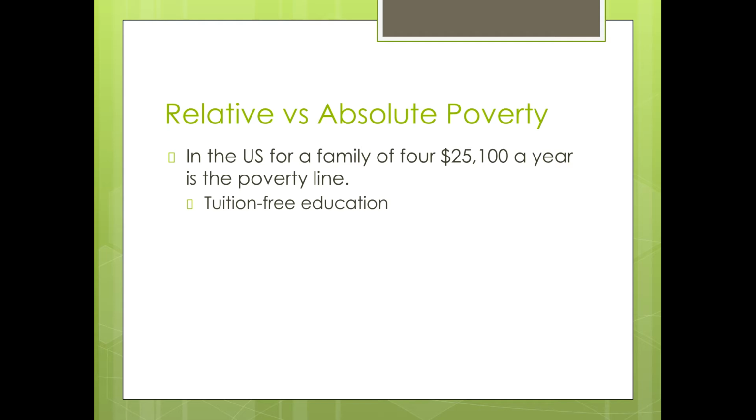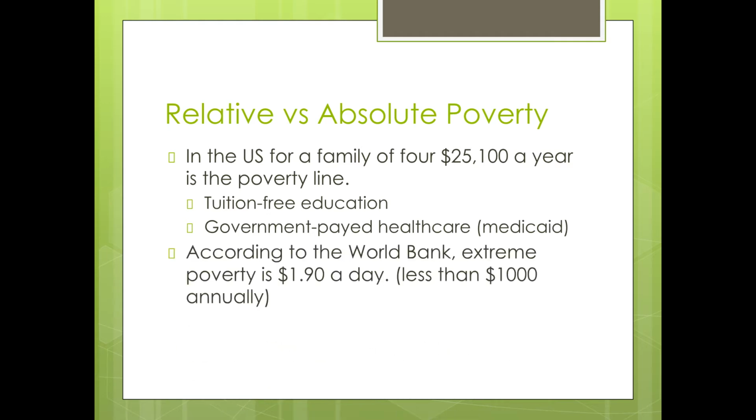But we have to remember that in the U.S., they also get tuition-free education, public education, and they also get government-paid health care, Medicaid. If you are impoverished in the United States, you get Medicaid. Now, that's relative poverty, okay? But according to the World Bank, extreme poverty is less than $1,000 annually. So, look at those numbers.